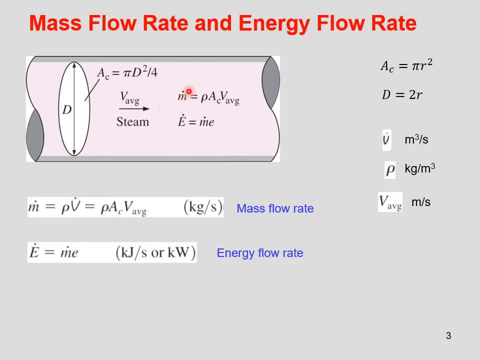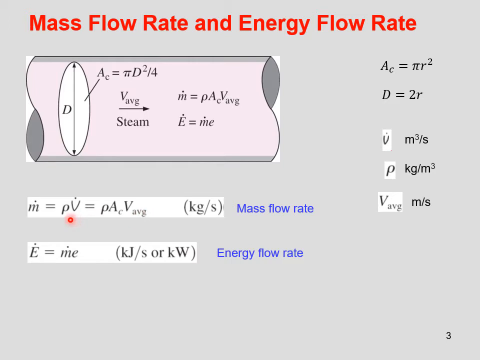The mass flow rate, m dot, in kilograms per second, is given by the density times the area of the pipe times the average velocity of the flow. You can also rearrange this a little bit. You can write this same equation as the density times the volume flow rate, if you work out the units. Either one of these is sufficient.